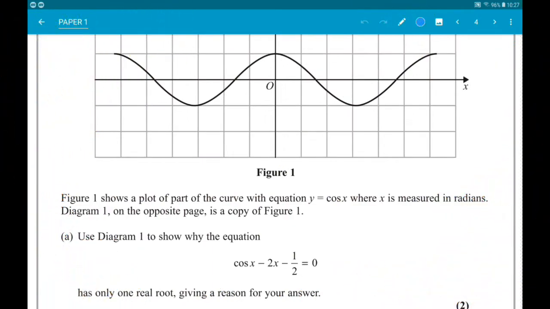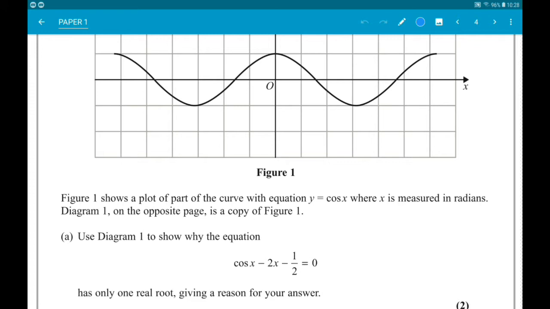Number 2, so we have the graph of y is cos x, where x is in radians. We have a copy of the diagram on the next page. We want to use the copy to show that cos x minus 2x minus 1/2 equals 0 has only one real root, giving a reason for your answer.